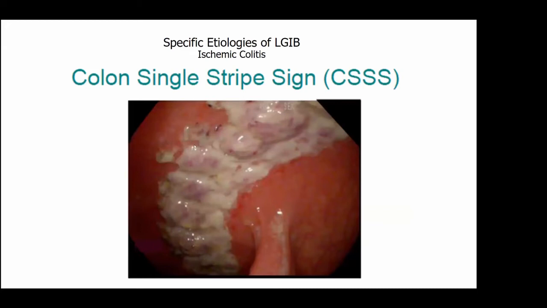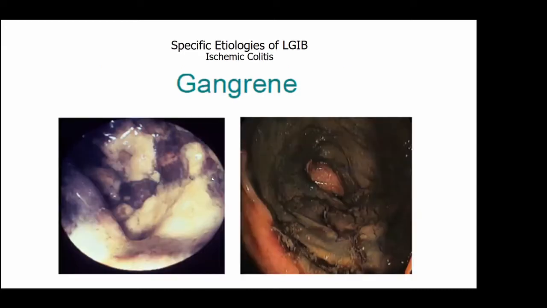And this is what's called the colonic single stripe sign. And it's basically a linear ulcer running along the length of the colon. And this is actually fairly specific for colonic ischemia. Unfortunately, this is gangrene. This is a dark, black, dead segment of colon. And here you can see it as well. This is purple colon. You never want to see this.